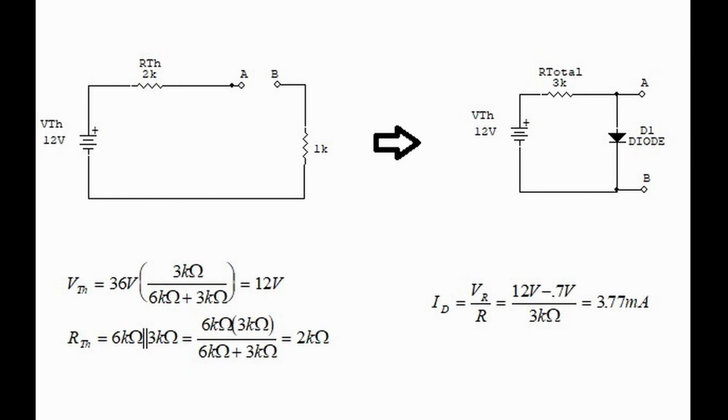If we put the diode back in place, now we can calculate the current through the resistor, which is also the current through the diode. We can say that the current through the resistor is 12 volts minus 0.7 volts due to the diode drop, and then divided by 3 kilo ohms, which gives us a total current of 3.77 milliamps. And then we say that the current through the resistor is also the current through the diode.